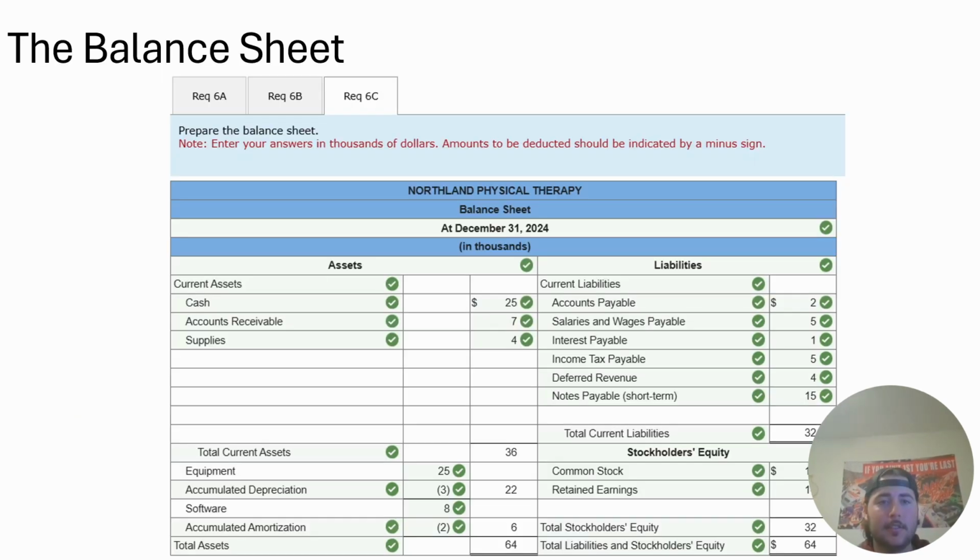Real simple. Balance sheet. The balance sheet presents assets, current assets, then total assets, current liabilities, total current liabilities, total liabilities, stockholders' equity, and total liabilities and stockholders' equity. As you can see here, it's split into 2. On the left side, you see assets. You total that, and then you go over here and you get your liabilities and your stockholders' equity. Total all this, and they should equal each other. Here you see they do. 64, 64. The balance sheet is balancing.